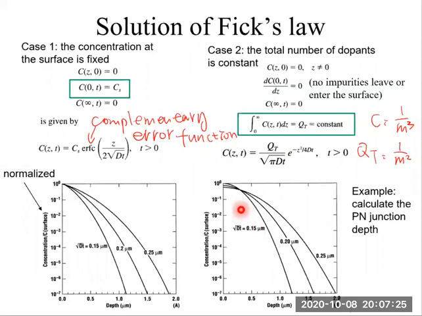The bottom figure plots the concentration, again the normalized concentration, for different diffusion times or different square roots of Dt. We can see that for the second case, the slope is 0 at the surface. So there are no impurities entering or leaving the surface.